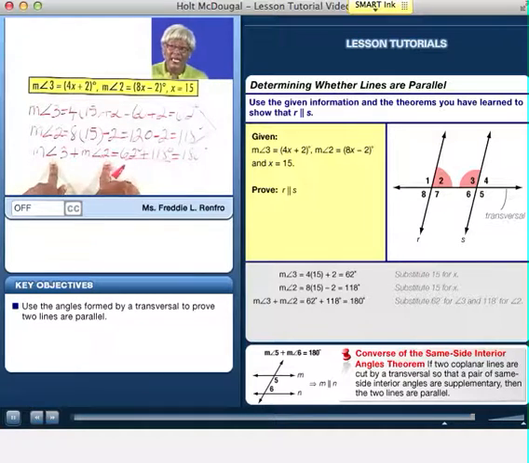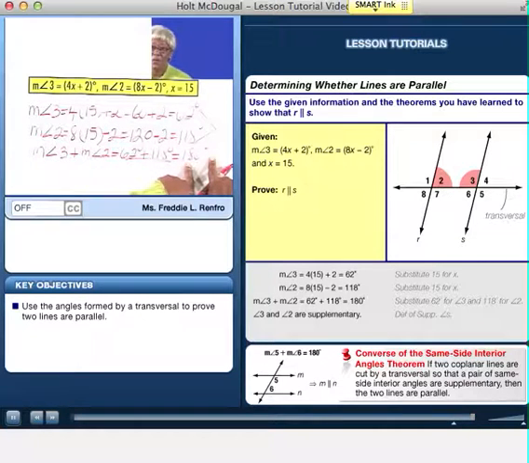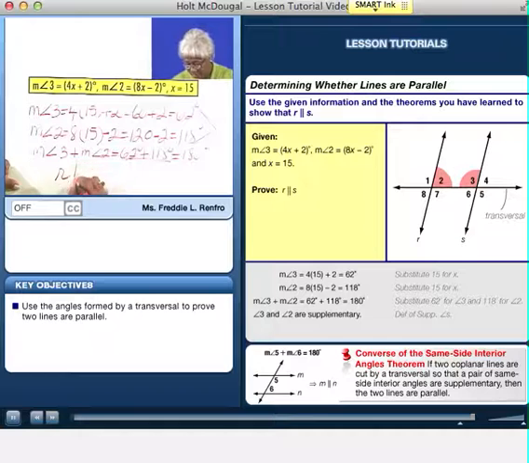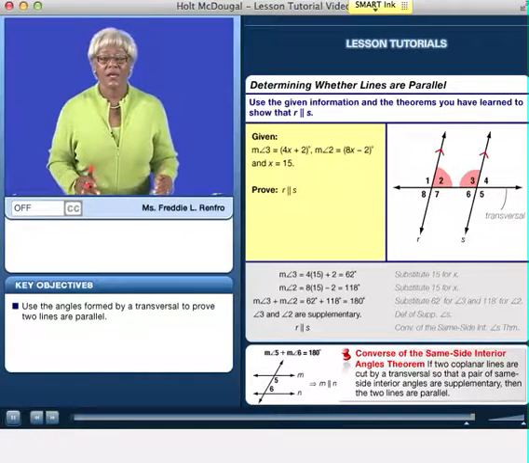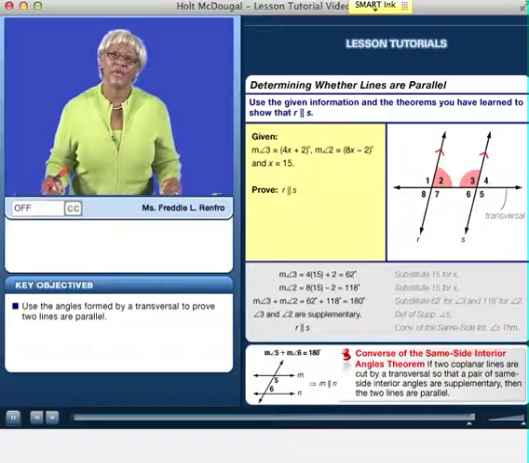So 3 and 2, which are same side interior angles, are supplementary. What can we now say? That line R is parallel to line S because of the converse of the same side interior angles theorem.